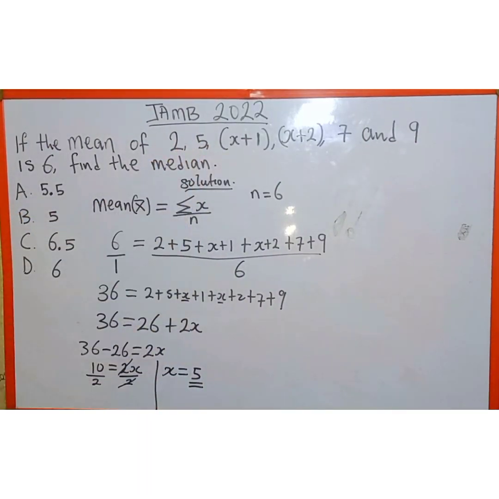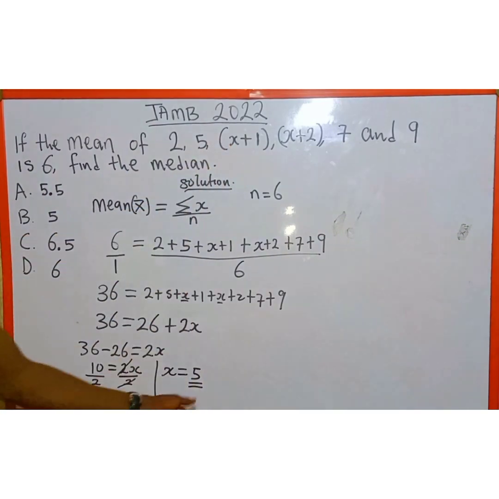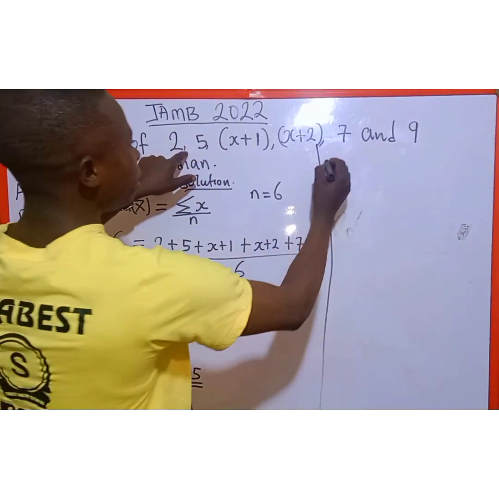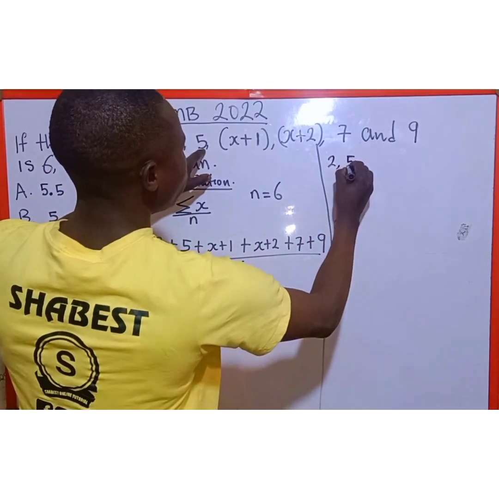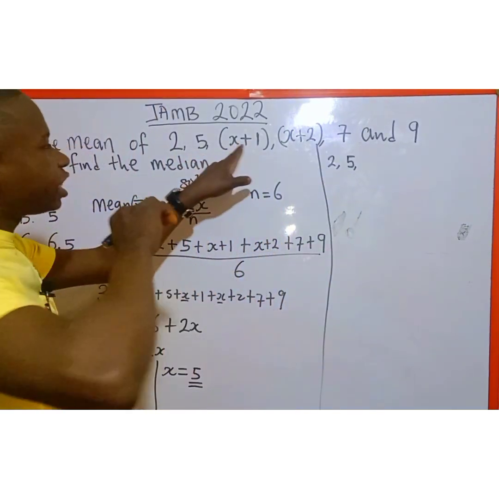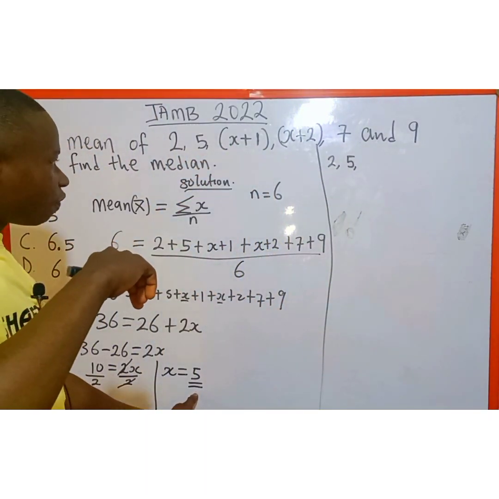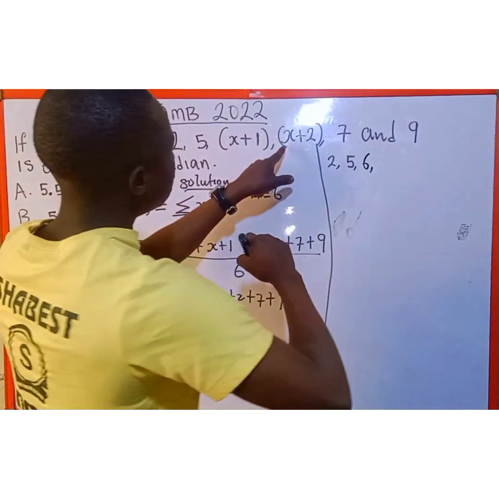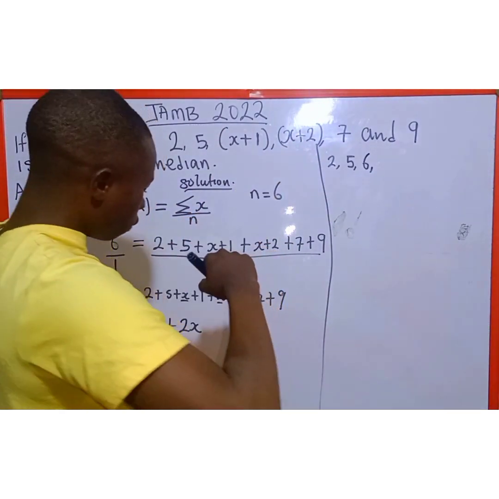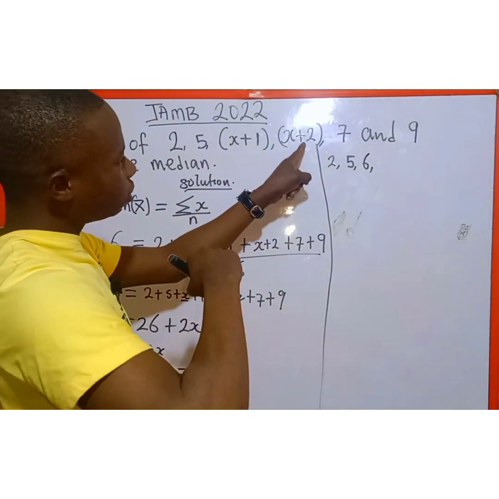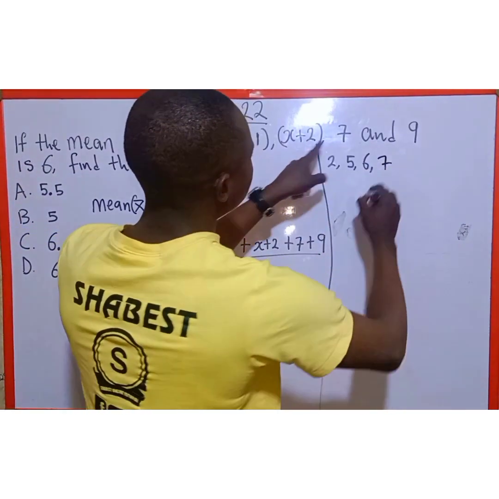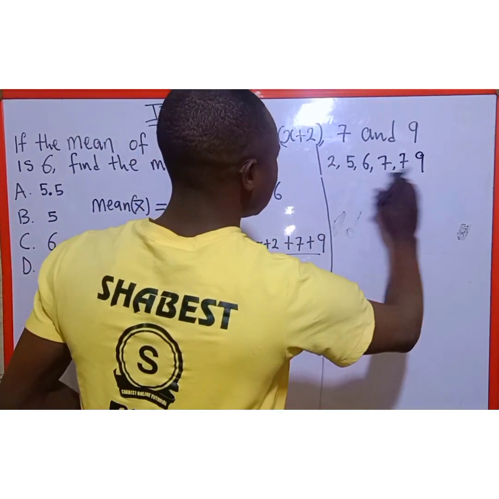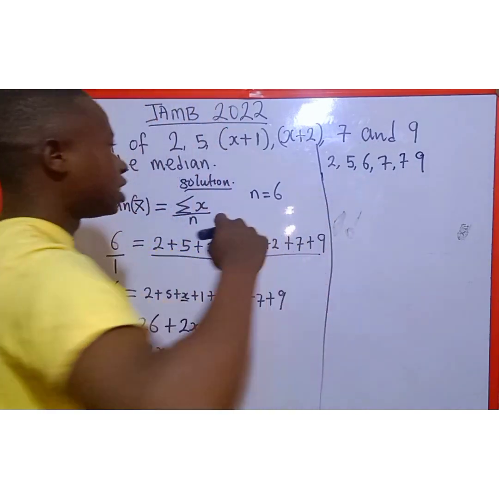Now we can go back to our data and substitute. Anywhere we see x, we substitute 5. So my data is going to be: the first number is 2, then the next number, 5, then the next number, x plus 1. Remember the value of x is 5, so 5 plus 1 gives me 6. Then the next number, x plus 2, and x is 5, so 5 plus 2 gives me 7. Then the next number is also 7, and the last number is 9. So my data is now constant. We have found the value of x in this data.